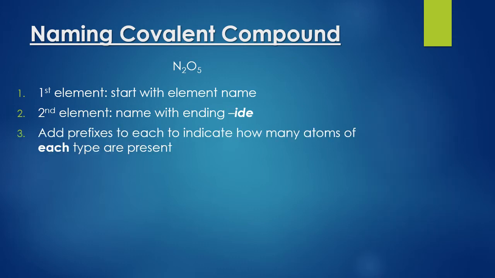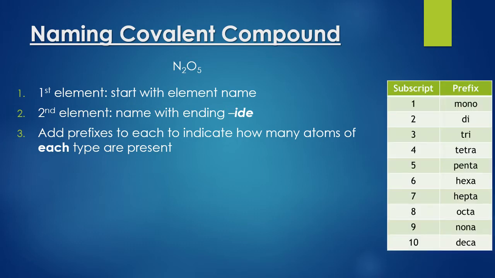Next, we need to add prefixes to indicate how many atoms of each type are present. This is where the subscripts are going to come in handy. Looking at the prefixes, off to the right, I have them labeled 1 through 10. In this course, we won't see higher than 10 when we're actually naming a covalent compound anyway. So in the case of the example above, since there are two nitrogens, we would label that as dinitrogen. For the oxygen portion, since there are 5 of them, we would look at the prefix 5 and it would be called pentaoxide.